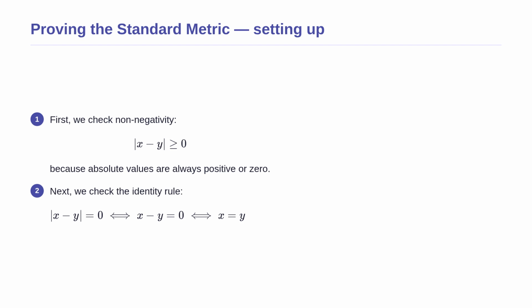Next, for the absolute value of a number to be zero, the inside of the absolute value must be exactly zero. This means the difference between the two numbers must be zero. The only way subtracting two numbers results in zero is if the two numbers are identical. This proves the second rule, ensuring that zero distance only happens when the points are the same.